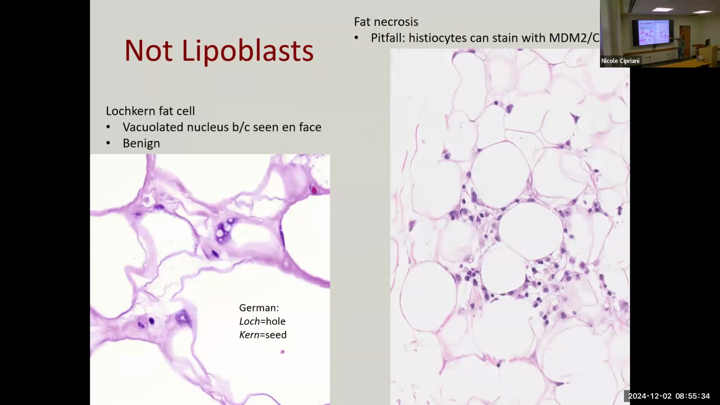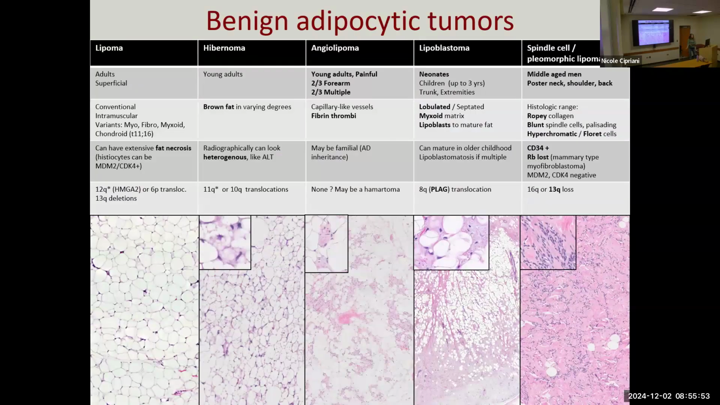We also talked about fat necrosis. The one thing I will say for you advanced people is that with MDM2 and CDK4, when you're looking for liposarcoma, histiocytes and multinucleated giant cells can stain with MDM2, so just be careful of what you are looking at. Benign fatty tumors are all listed here. The most common thing you'll see is lipoma.